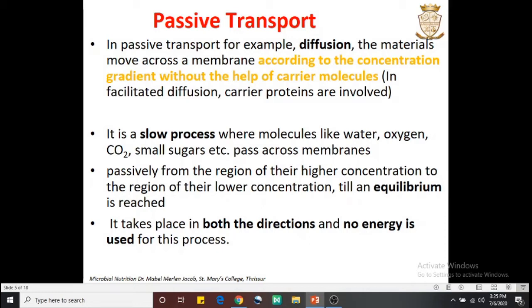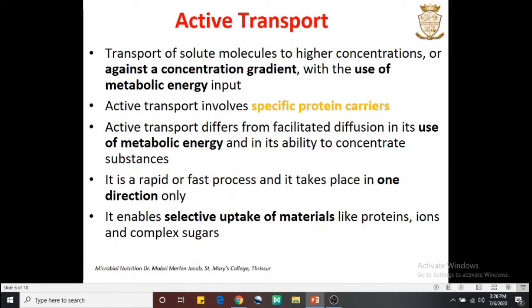So this is according to the concentration gradient, and usually does not involve carrier molecules. It's a slow process. It moves from the region of higher concentration to the region of lower concentration till an equilibrium is reached. This takes place in both directions and no energy is used in this process.